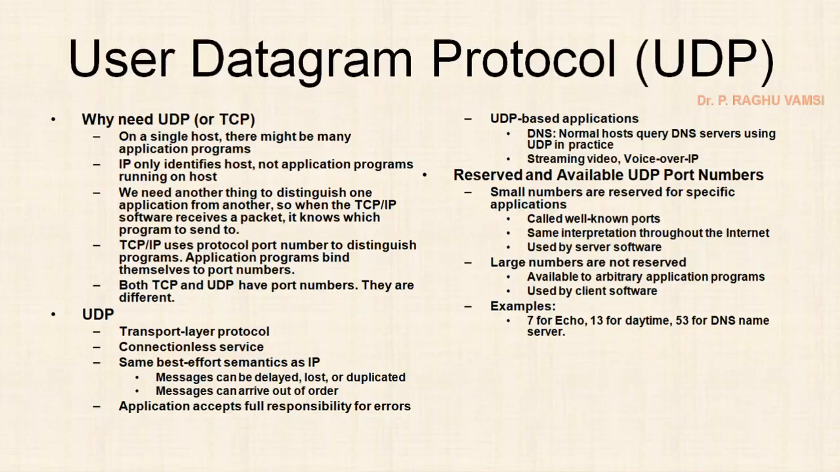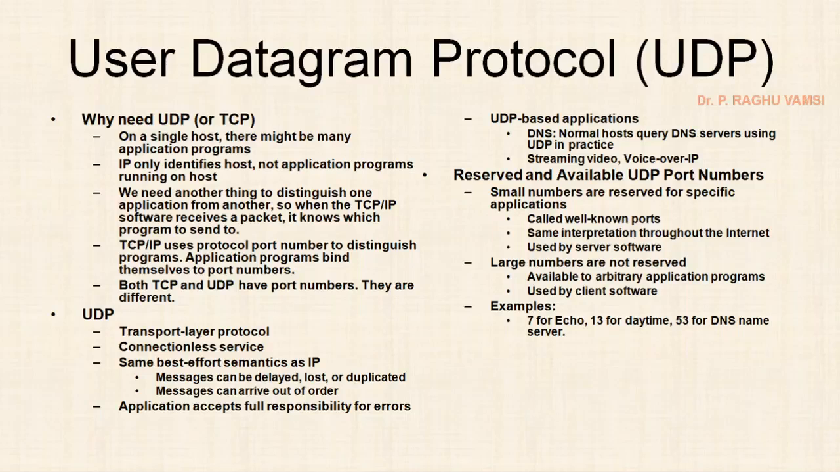Why do we need UDP or TCP at the transport layer? That is the first question we need to answer. Then only we can understand its functionality, what the need of the transport layer is, and why these particular protocols are required for communication. On a single host, there might be many application programs. IP only identifies the host, but not the programs. So UDP and TCP at the transport layer will provide a way to identify the program.